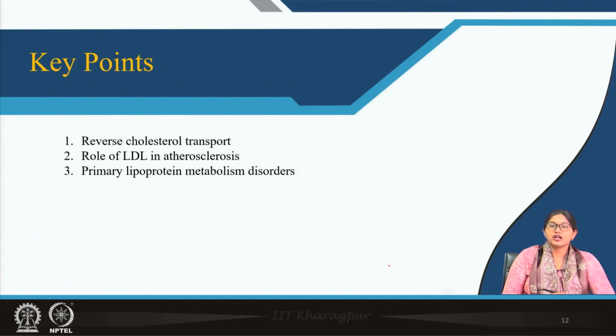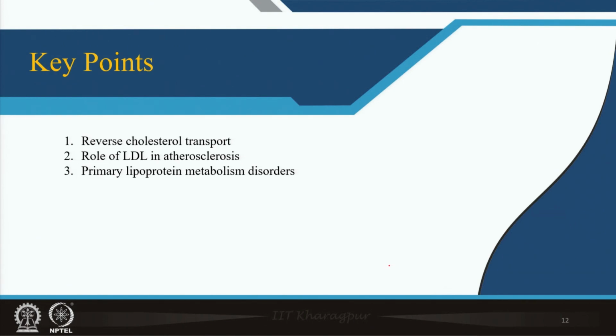So, in this session what we have learnt is a detailed reverse cholesterol transport, how HDL transfers the peripheral or extrahepatic cholesterol back to the liver. Then the role of HDL in atherosclerosis via formation of foam cells through different modified LDL like oxidized LDL, and also we have discussed different primary dyslipoproteinemia or primary lipoprotein metabolism disorders.